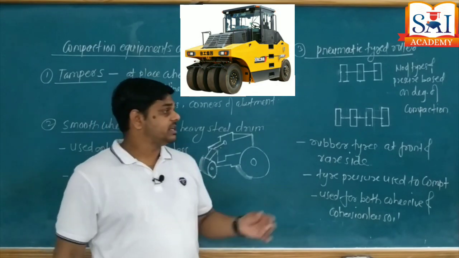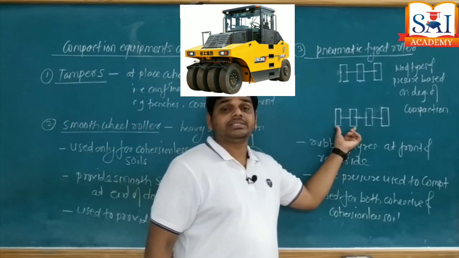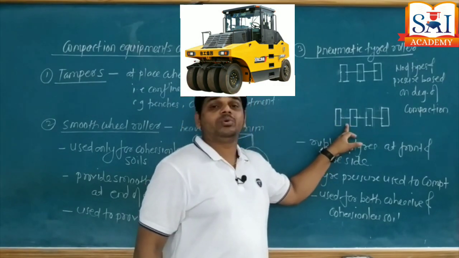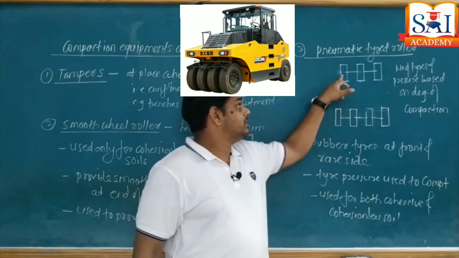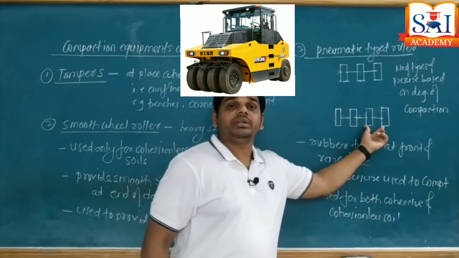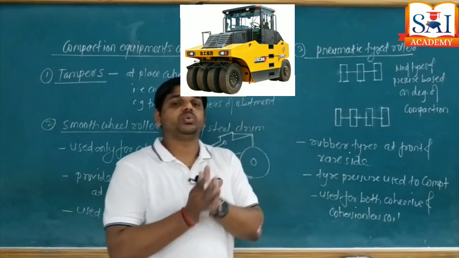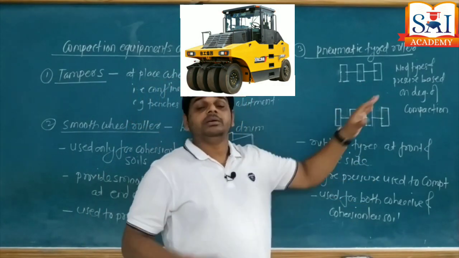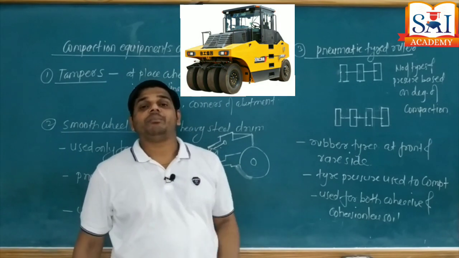Tires are designed in such a way that the front two tires are moving in the forward direction, and the gap between the two tires is covered by the tire located at the back side. Similarly, when these two tires move in a forward direction, the gap between these two tires is covered by the tires at the rear side or back side. Based on this technique, we are going to compact the soil.